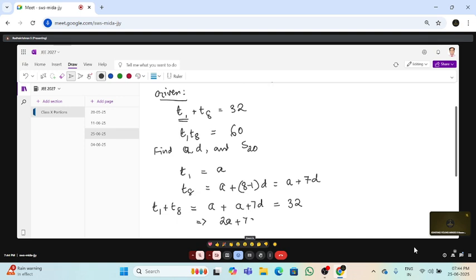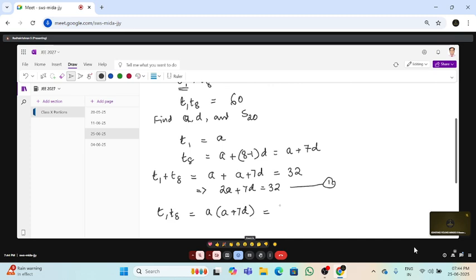Okay. And T1 into T8, right? T1 into T8 equal to A into A plus 7D equal to 60. Okay. So this one is A square plus 7AD. It is not like a linear equation. So you cannot solve it like a simultaneous equation, by taking the difference and all that.